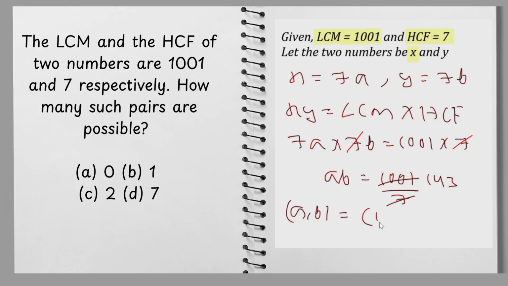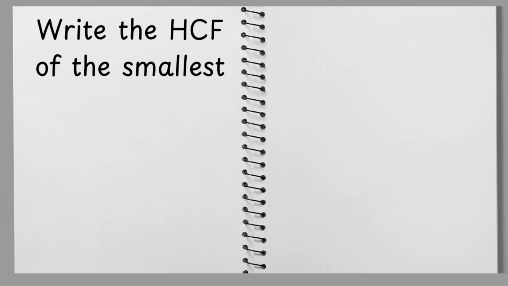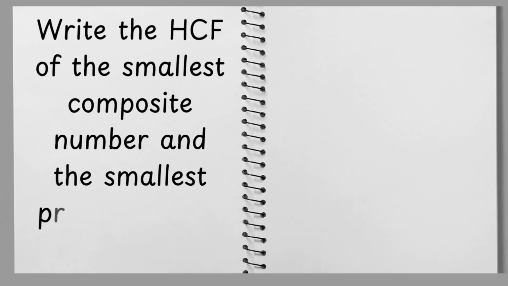Now A and B, we have to choose two such coprime numbers whose product is 143. So one possibility is 1 and 143, and the other possibility is a pair of numbers whose product is 143. Clearly A and B are coprime. So the other possibility will be 11 and 13, right?